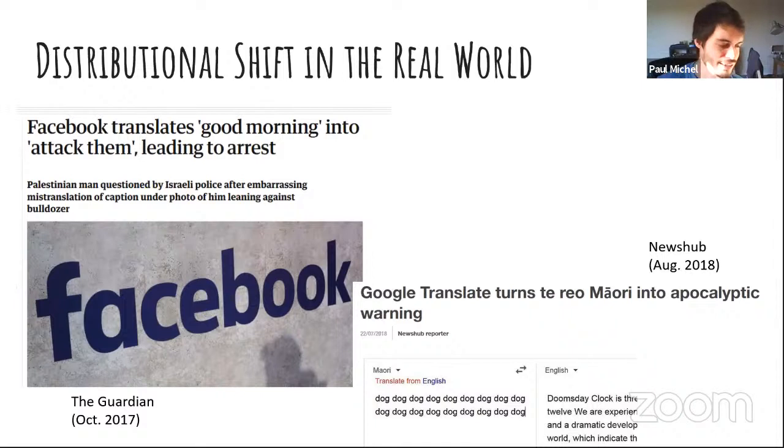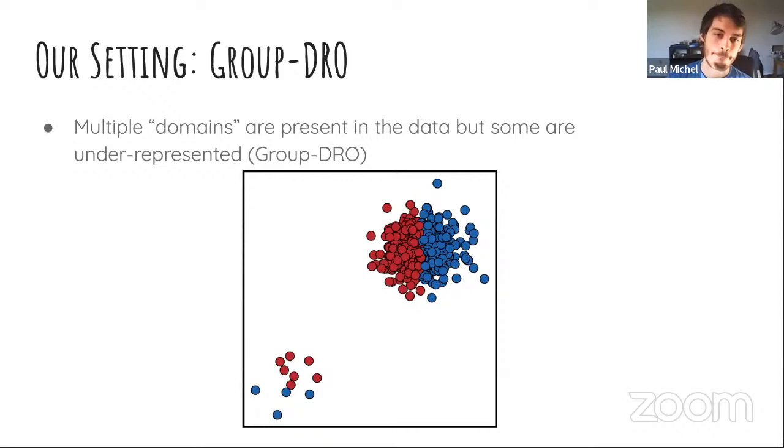Hopefully you are as convinced as I am that we should build models that are robust to distributional shift. This is what distributionally robust optimization is all about. Just quickly to clarify, the setting I'm going to consider in the rest of the presentation is something called group DRO. It essentially says the training data contains a mixture of different domains, of different populations. Some of them might be overrepresented or underrepresented.